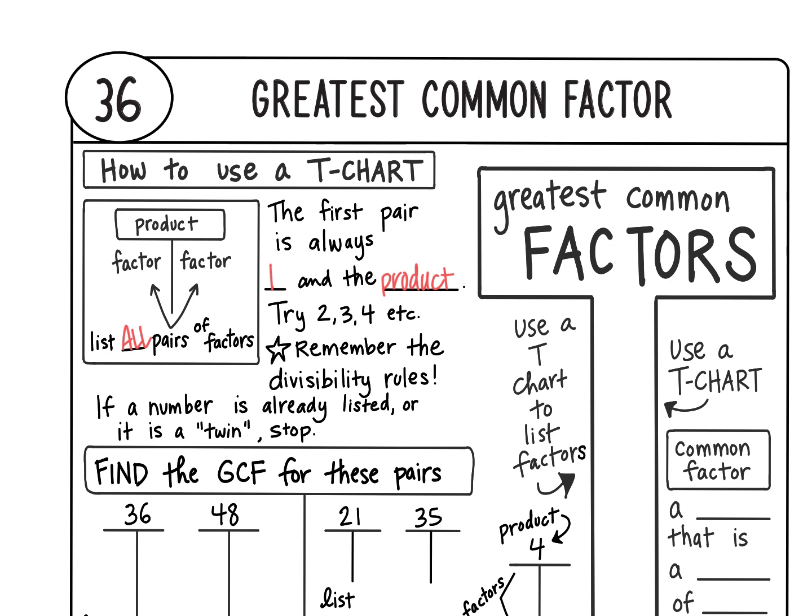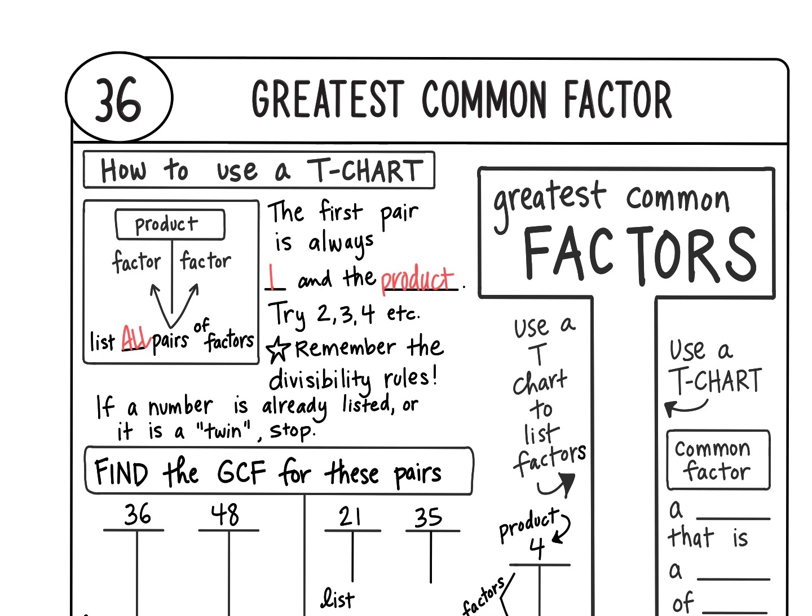Remember your divisibility rules. If a number is already listed in your factor tree or your T-chart, then you can stop. If it's a twin, meaning we already have it listed, or it's a matching one, then we can stop there too.